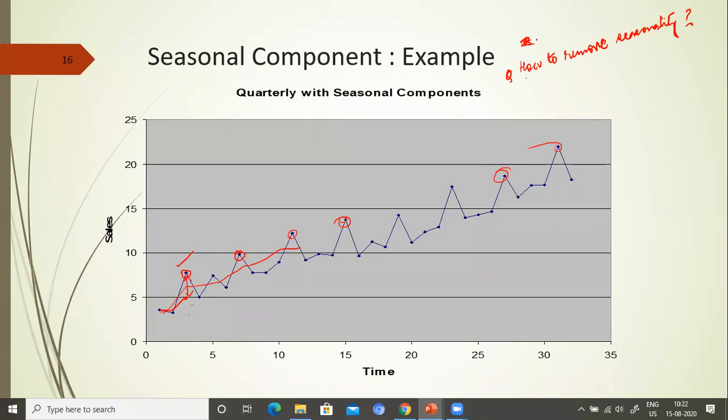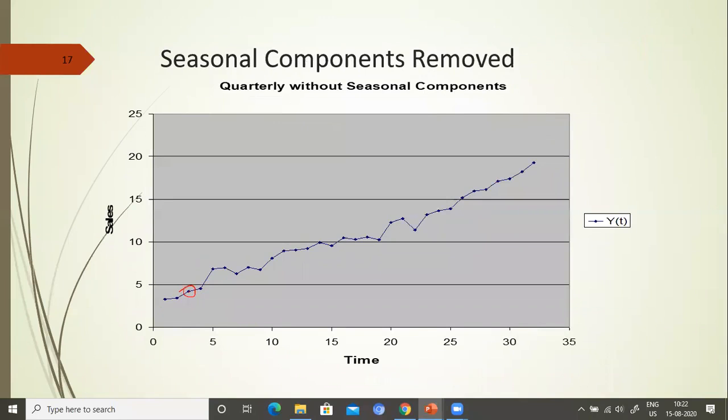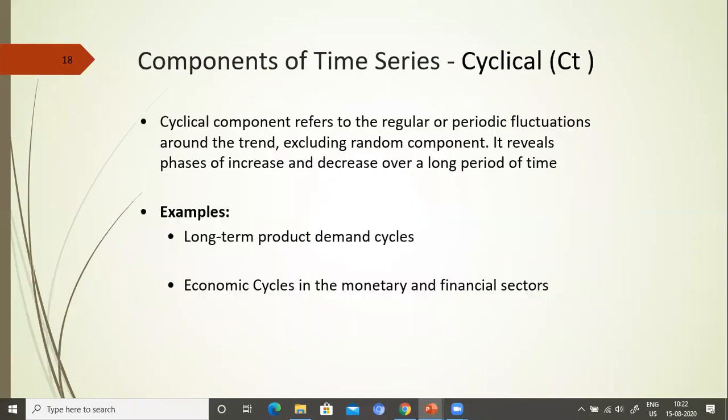Good question. That is going to be discussed as a part of the module anyway. There's a certain way in which we do it: we calculate a seasonality index. Okay, and then based on the index, we remove the seasonality from the data. I will show you how to do that. Okay, then comes the final component called the cyclical component.